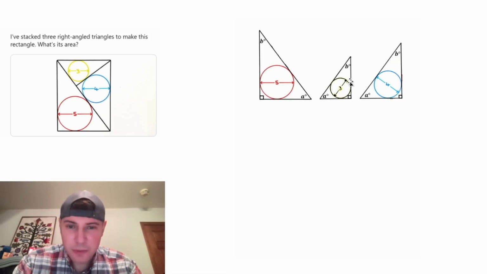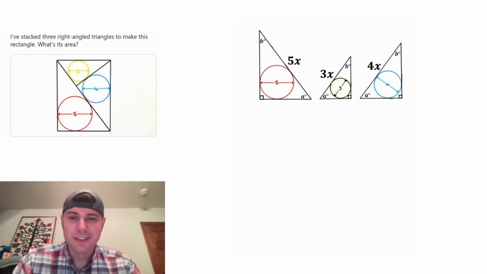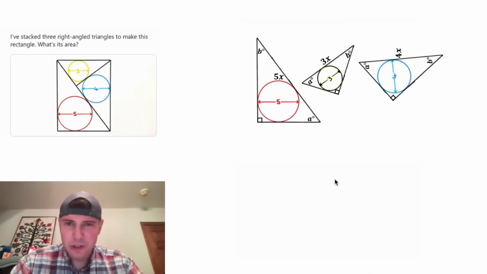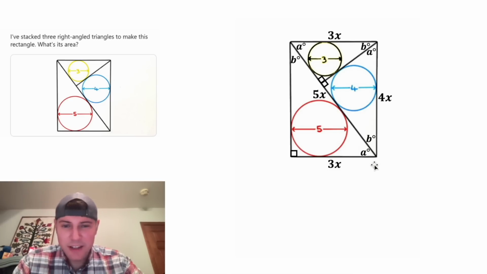And the scale factors between them will be in the same ratio as these diameters. So if we call this hypotenuse 5x because of the diameter of 5, since this inscribed circle has a diameter of 3, this hypotenuse would be 3x. And this has an inscribed circle with a diameter of 4, which means this hypotenuse would be 4x. And this shows the scale relationship between the triangles. And I think that's all we need, so let's move the triangles back. Since the top of this rectangle is 3x, the bottom would also be 3x. And since the side of this rectangle is 4x, this side would also be 4x.